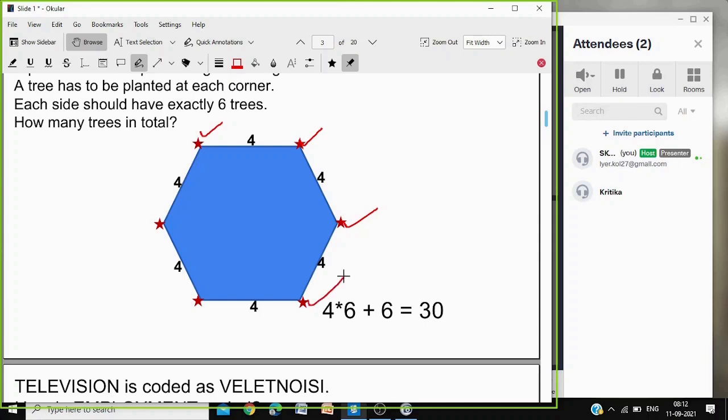And if you want 6 trees along this side, we must have 4 more trees. Similarly, on every side you must have 4 more trees. So 4 extra trees on all the 6 sides, 4 into 6, 24, and 6 trees at the corner, total making 30 trees. Okay?